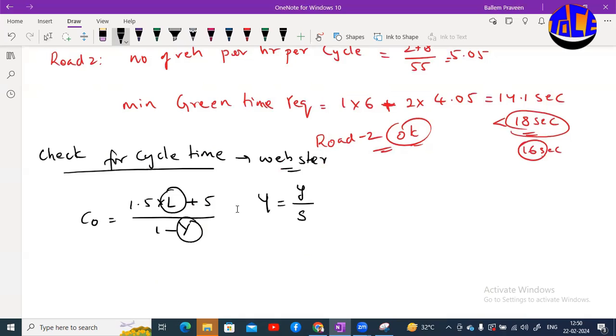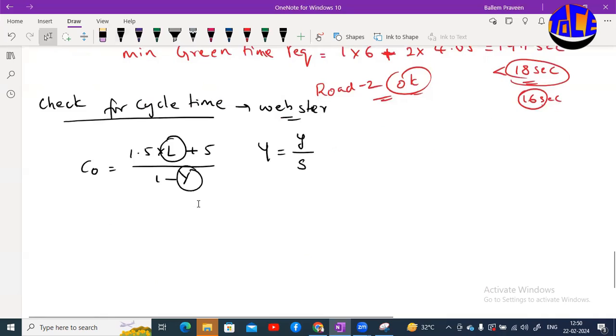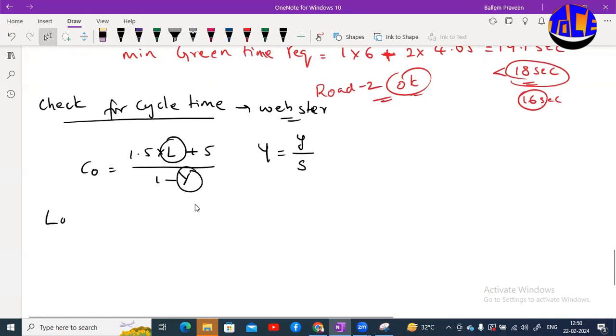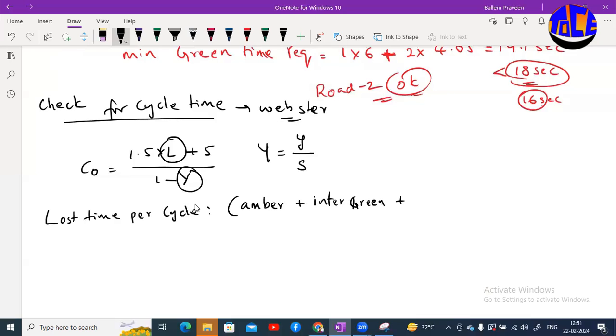So firstly let us calculate what is capital L, that is lost time per cycle. This will be the total of the amber time plus intergreen time plus the time lost for delays. A vehicle takes a little delay time to start, right? That time also we need to include, into 2. Into 2 is because you have 2 roads, so that's the reason we are multiplying with 2.